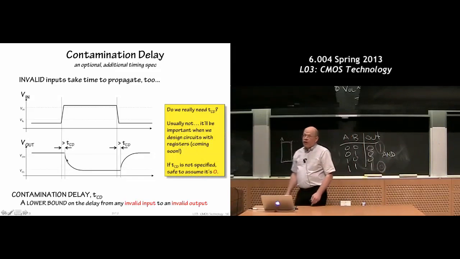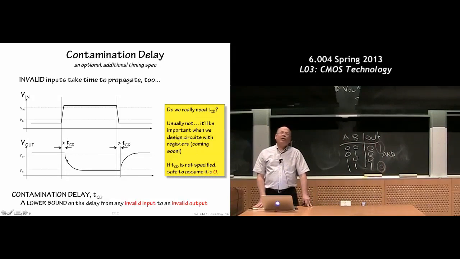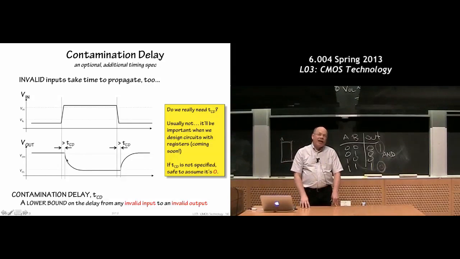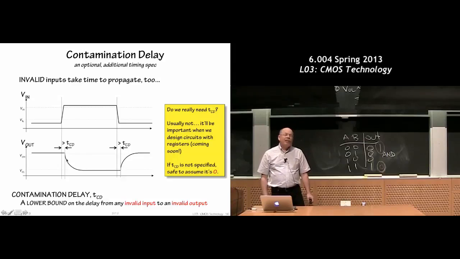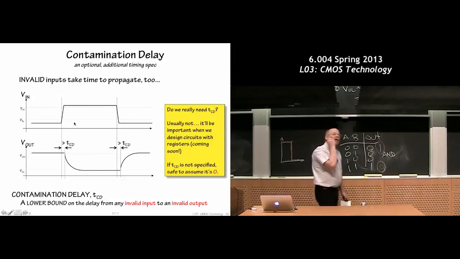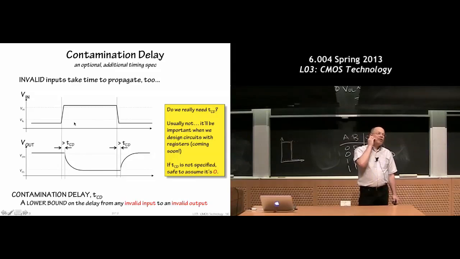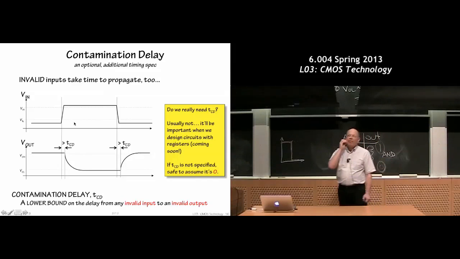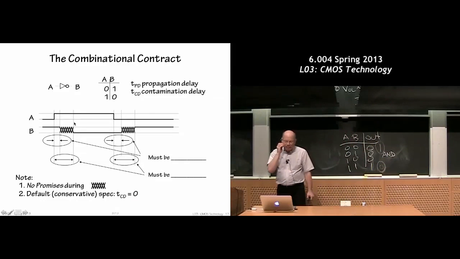A default assumption you can make is, if I don't tell you, always assume it's 0. Assume that the instant the inputs go bad, in other words, they're no longer valid, the output is no longer valid. But we do provide, in our specification, the ability to tell you what that number is. And we'll actually see that in a particular case in about 3 lectures from now, where we're going to come back and be worried about that particular number.